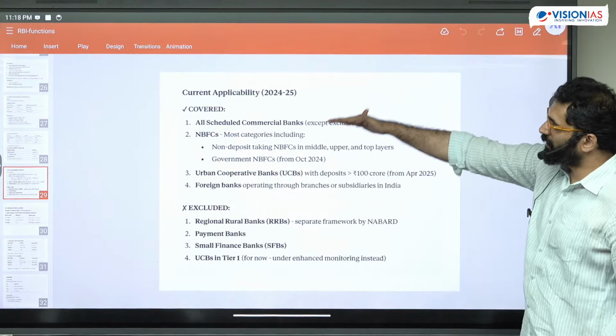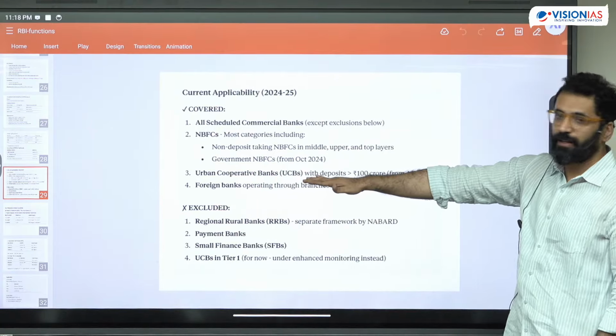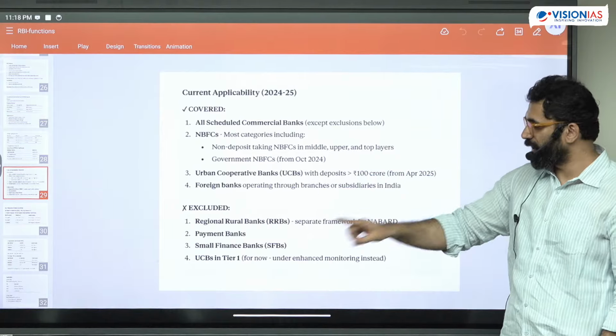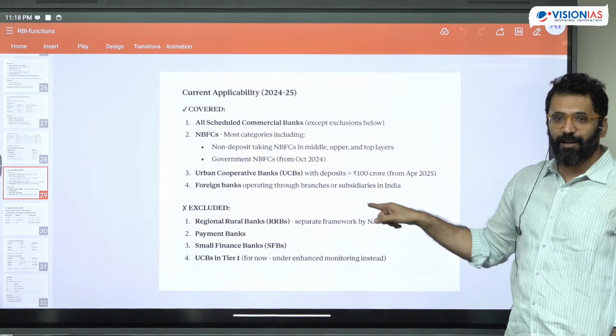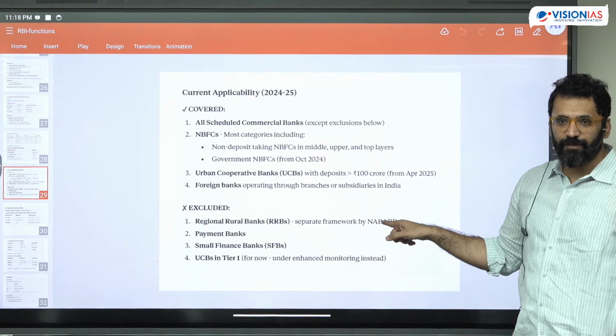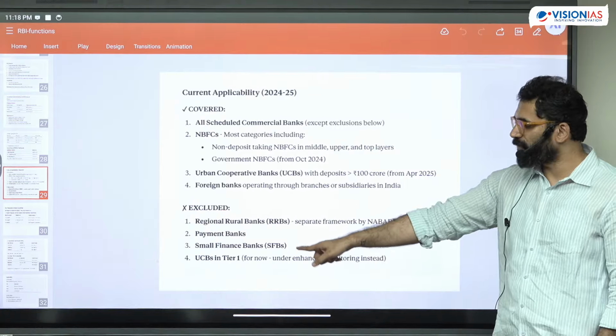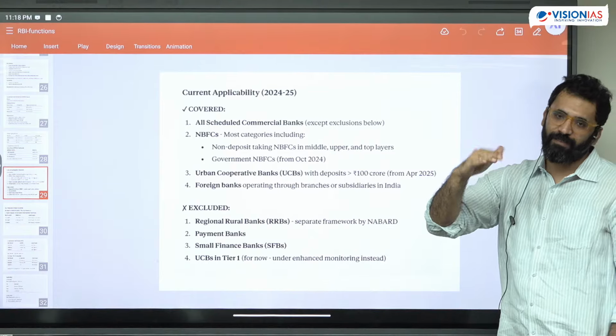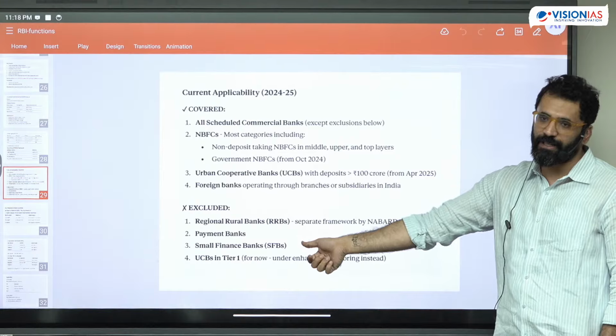One is for banks, the other is for NBFCs, third is for urban cooperative banks, and banks also include foreign banks. What is not included? RRBs. RRBs have their own framework by NABARD. Payment banks, small finance banks, and UCBs in tier 1. We have 4 tier urban cooperative banks. Less than 100 crore deposits wale UCB tier 1 hai, base layer.